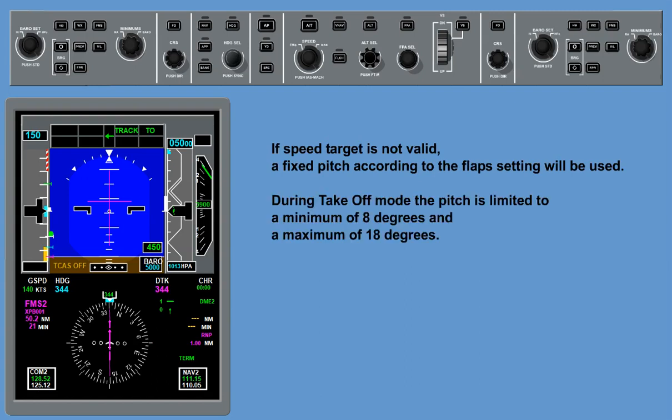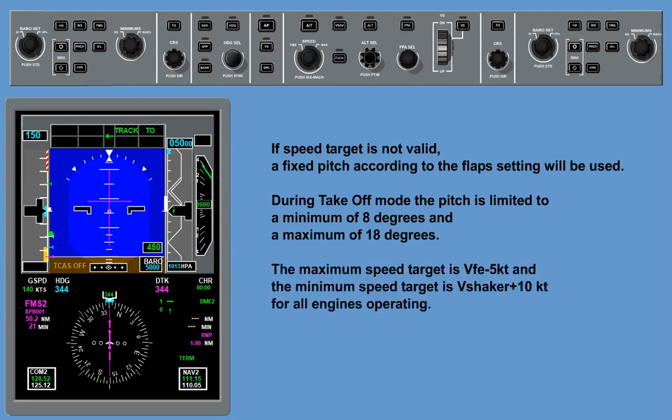During takeoff mode, the pitch is limited to a minimum of 8 degrees and a maximum of 18 degrees. The maximum speed target is VFE minus 5 knots, and the minimum speed target is V-shaker plus 10 knots for all engines operating. For one engine inoperative, the minimum speed target is V-shaker plus 3 knots.